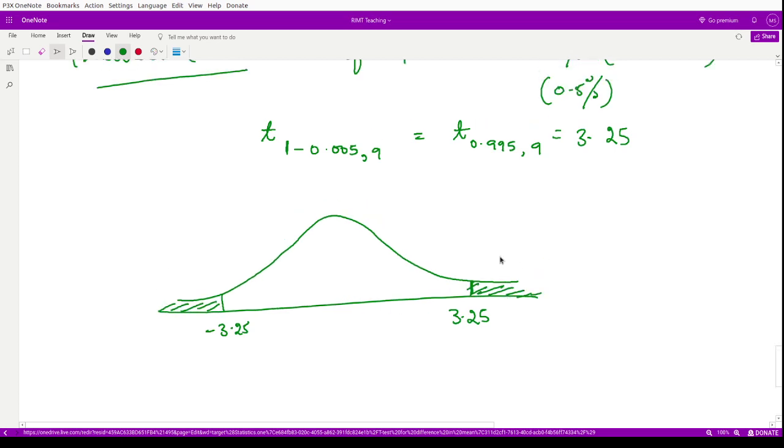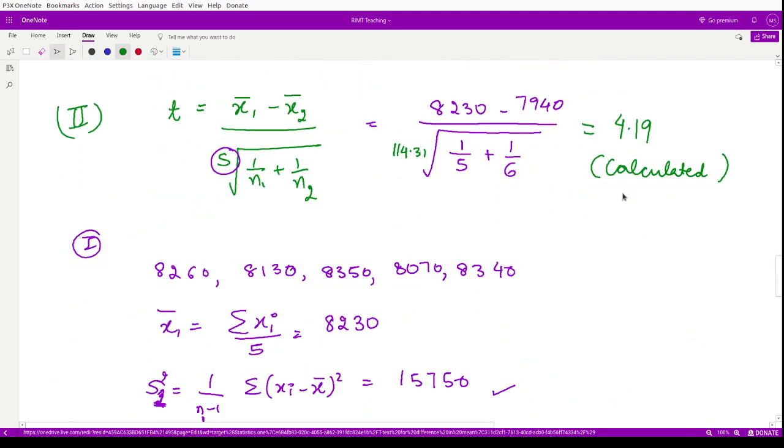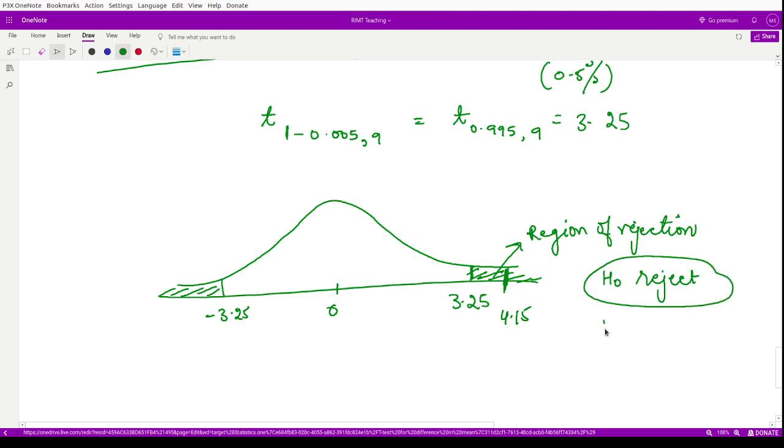According to that, your calculated value is which one? 4.19. So let us compare the values here. 4.19 would lie somewhere here, right? That means it will lie in the region of rejection, the critical region. Therefore, you will reject the null hypothesis. If you reject the null hypothesis, that means you will accept the alternative hypothesis. And the alternative hypothesis in this case is mu1 is not equal to mu2.